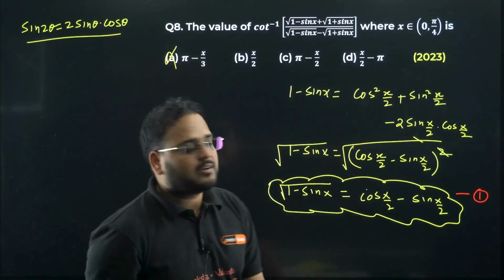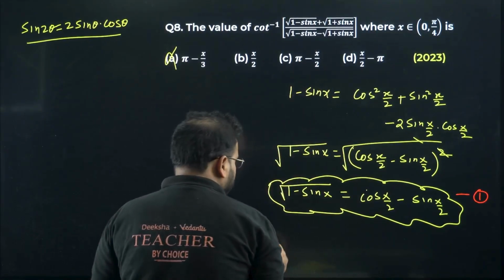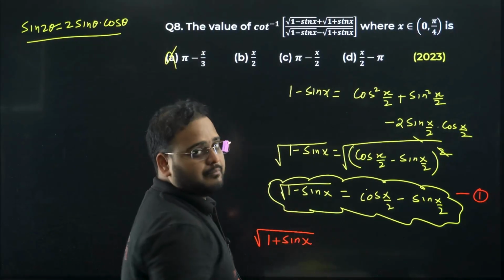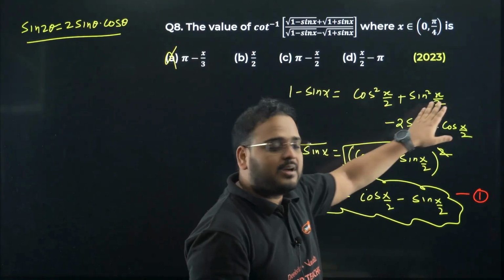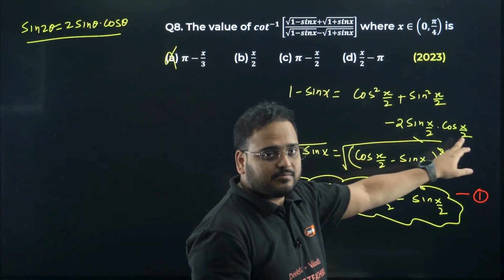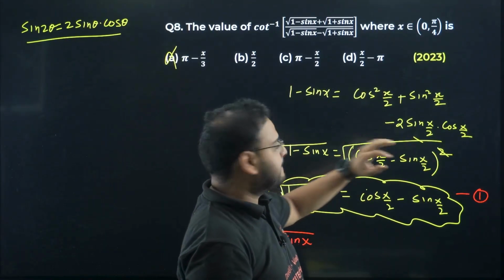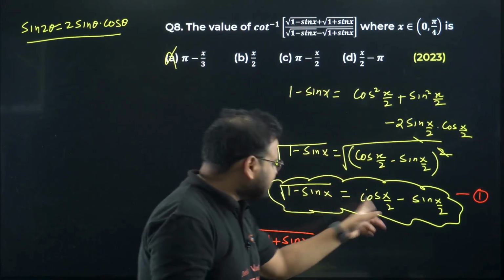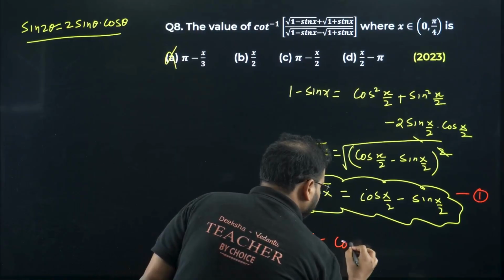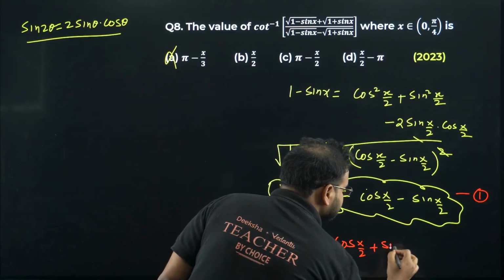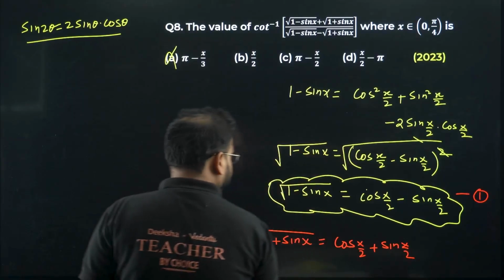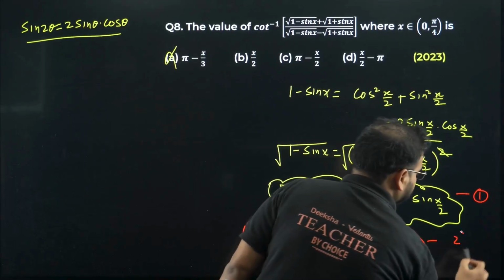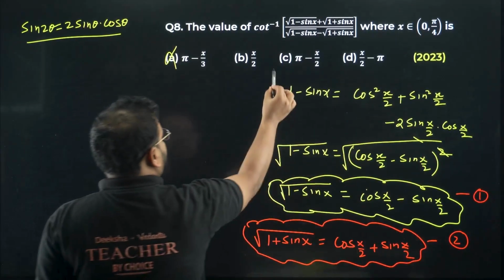Similarly, if I have to write for 1 plus sin x, what am I going to get? Please check. Everything will remain the same. 1 will be written as cos square plus sin square. Sin x will be written as 2 sin x by 2 cos x by 2, of course. But this minus sign will become plus. So everything will remain the same except I have cos x by 2 plus sin x by 2. This is your second condition. Clear? Fair enough? Great.